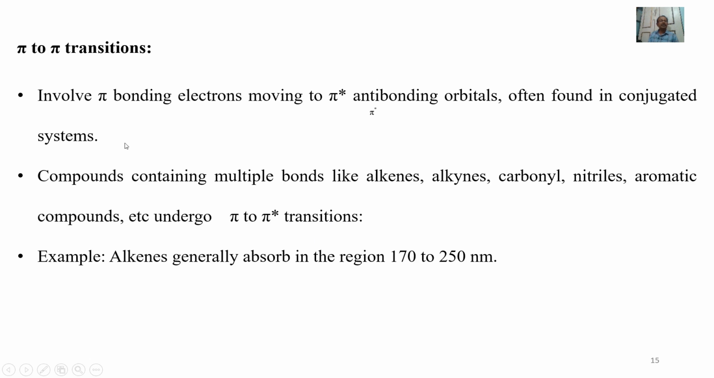The next transition is pi to pi star transition. It involves pi bonding electrons moving to pi star antibonding orbitals, often found in conjugated systems. Compounds containing multiple bonds like alkenes, alkynes, carbonyls, nitriles, aromatic compounds, and so on undergo pi to pi star transitions. For example, alkenes generally absorb in the region 170 to 250 nanometers.